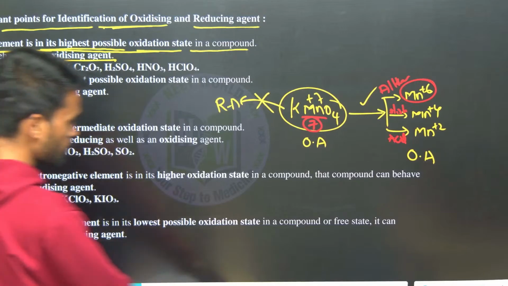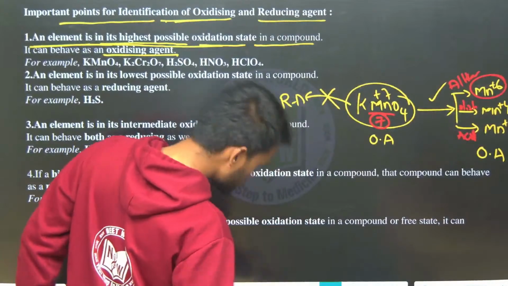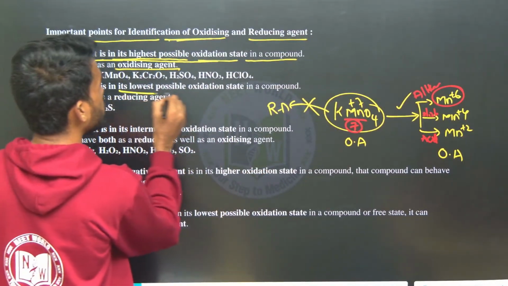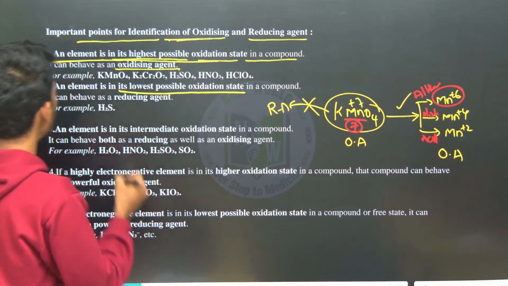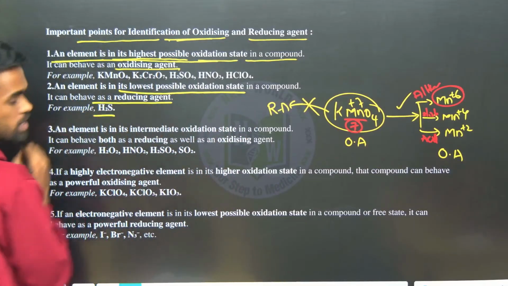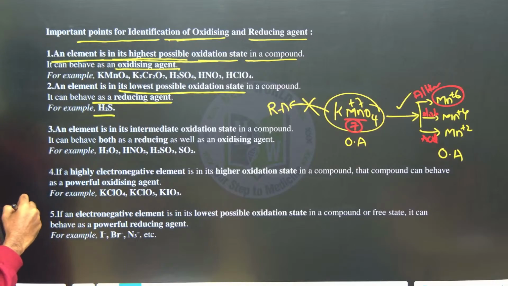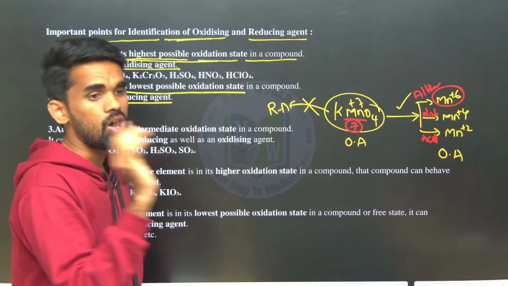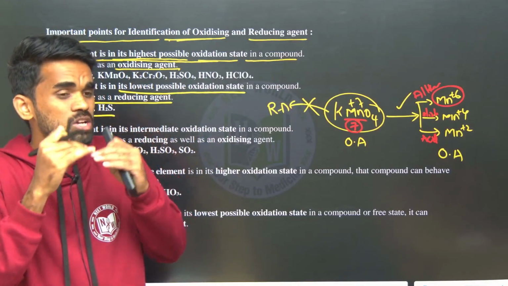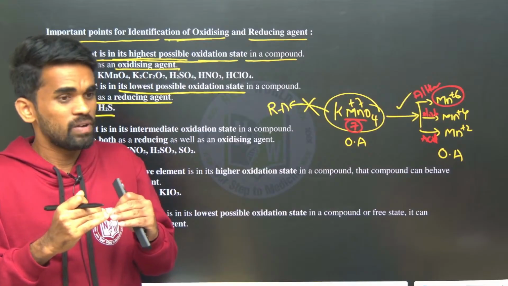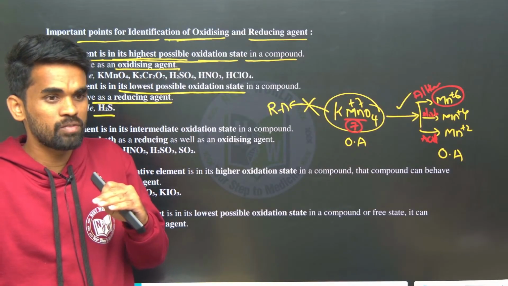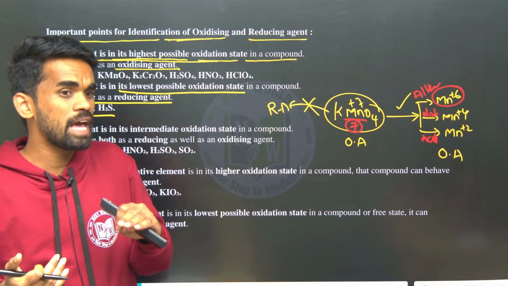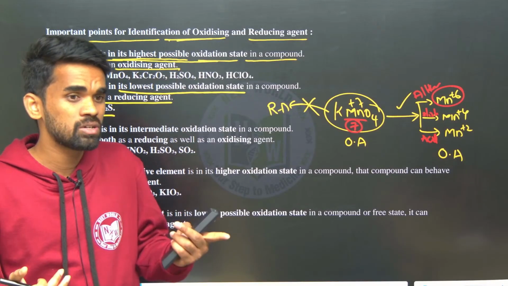Okay. Now similarly, an element in its lowest possible oxidation state in a compound behaves as a reducing agent, but not as an oxidizing agent. If it is in its lowest oxidation state, further reduction is not possible, a lower number is not possible, it is already at the lowest number. So it will only act as a reducing agent but not as an oxidizing agent.